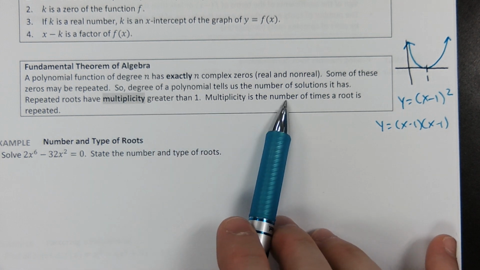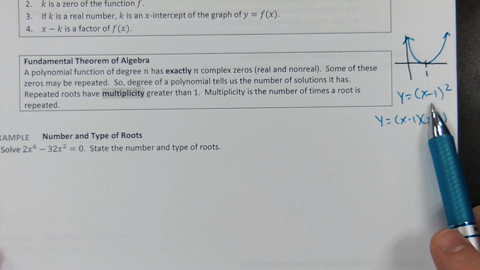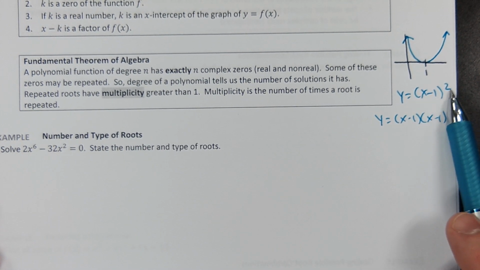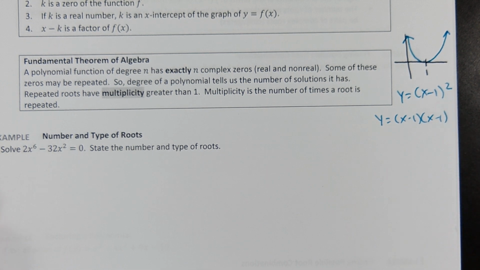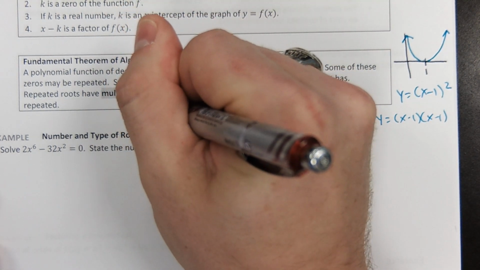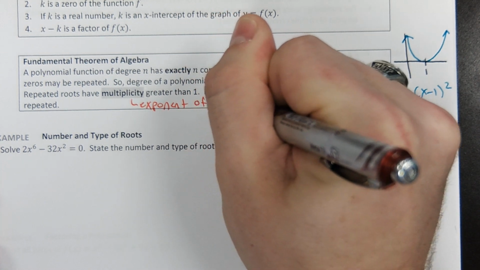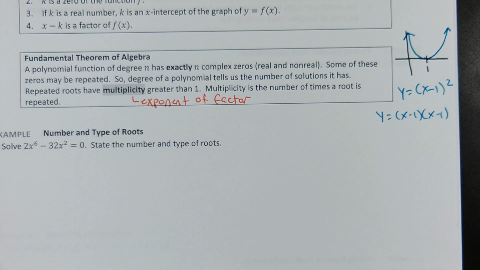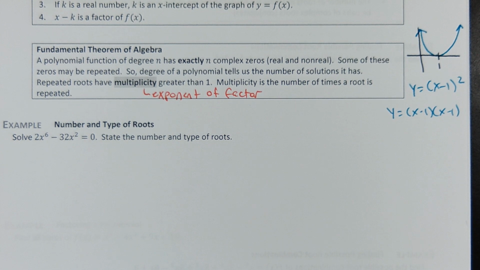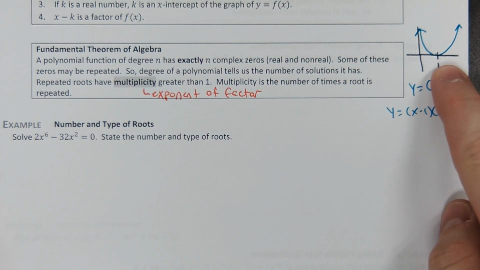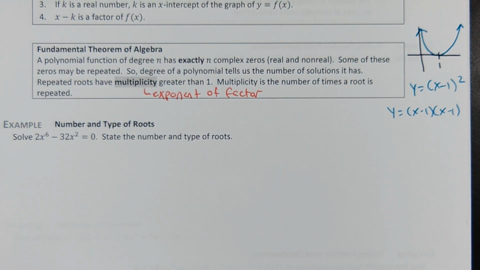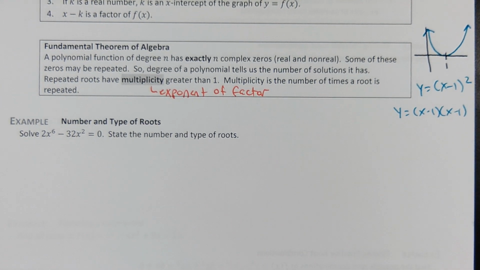Multiplicity is the number of times that a root is repeated. So here I would have said x equals 1 has a multiplicity of 2. It'll literally be the power of the factor, the exponent of the factor. So it's really just being picky about the words. This quadratic has one unique solution, but it does have two solutions because it has one repeated root.